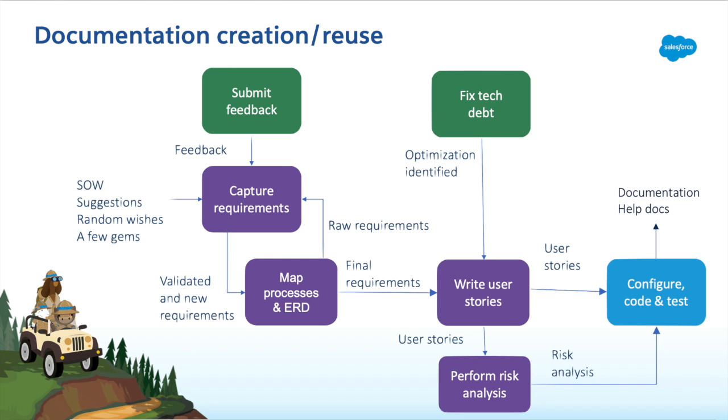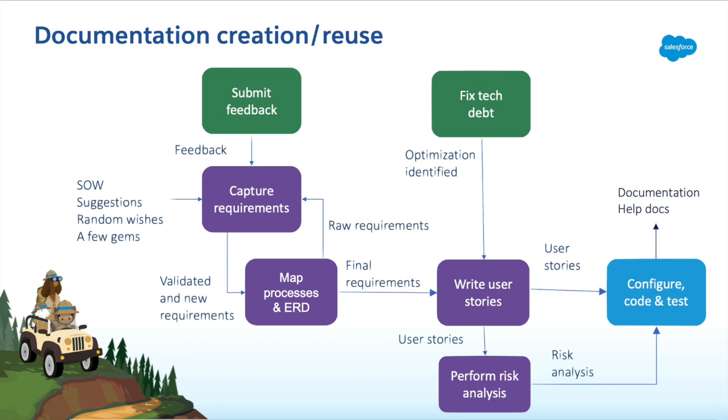And those requirements we will then validate by mapping them in terms of our processes, and we'll also start thinking about how it changes the data model, which then gives us final requirements, which means we can write user stories, perform the risk analysis, and then that goes through to configure, code and test, and there you can see the help documentation coming out. So we've looked at a high level.